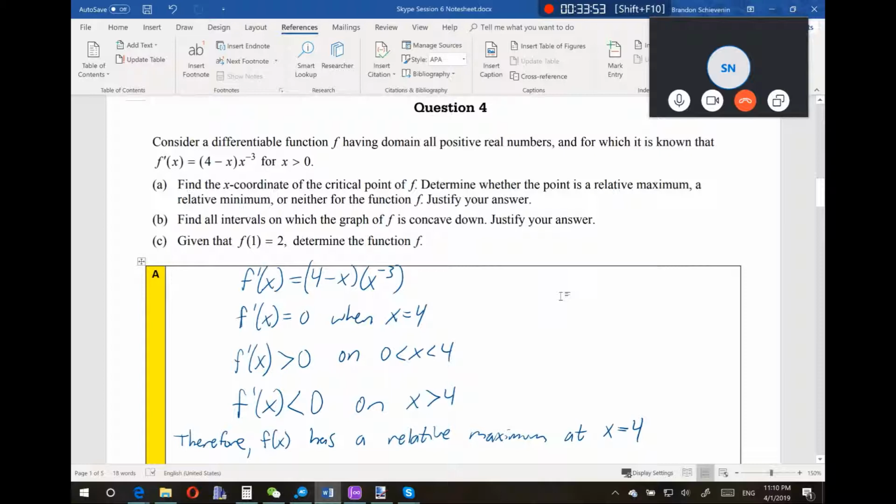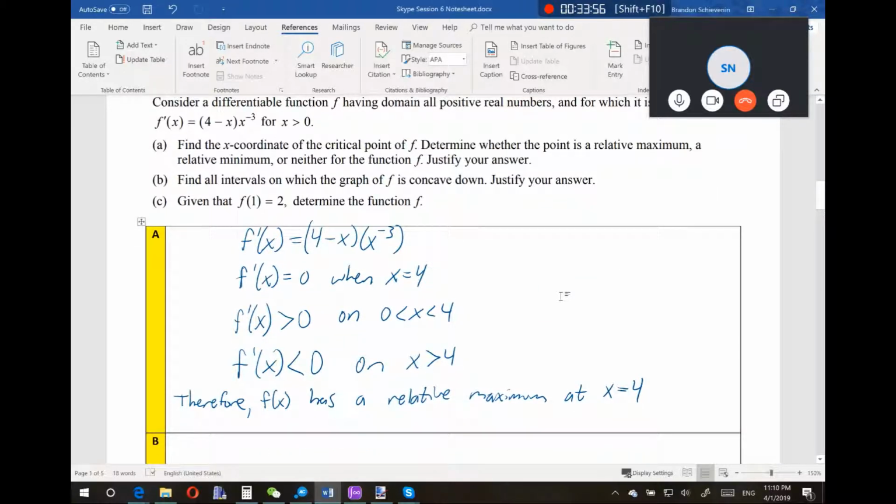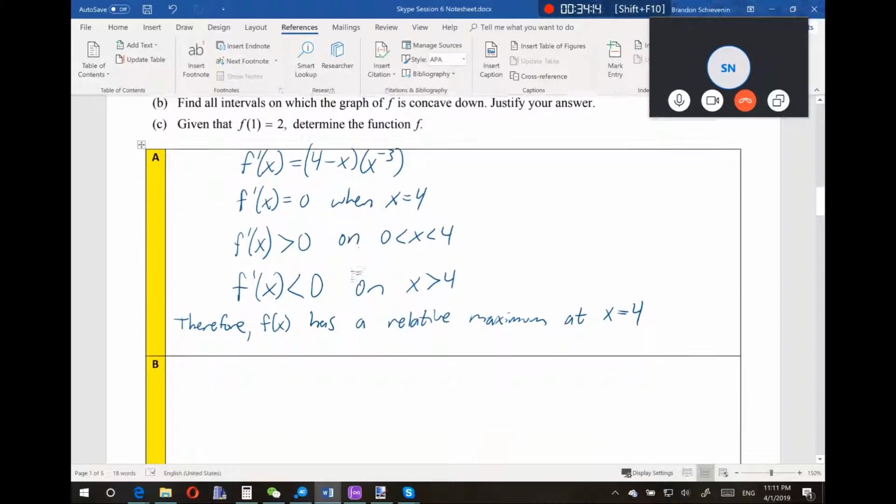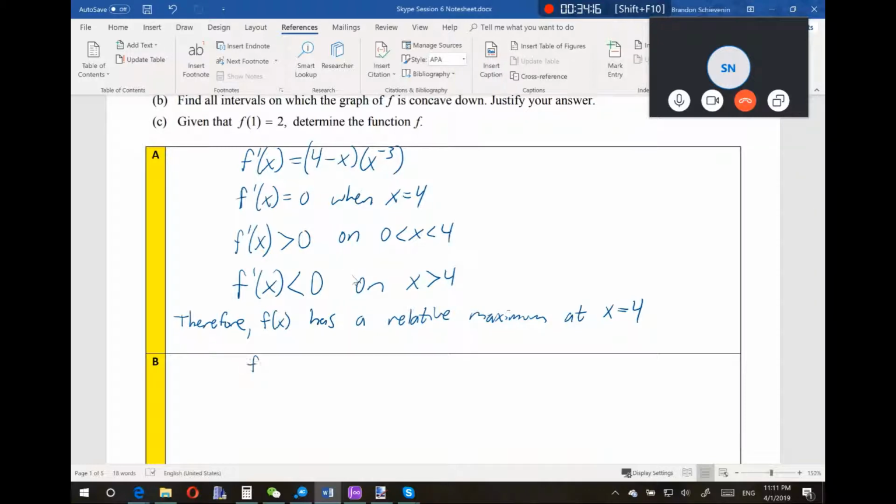Okay. Then for part B, we need to find all intervals for which the graph of f is concave down and justify our answer. So how can we figure out when the graph is concave down? Find the derivative of f prime and find the zeros. Okay, we're going to find the derivative. So I'm going to copy f prime of x really quick since I'm cutting it off here. f prime of x is equal to, actually I'm going to distribute this in to make it easier for us to differentiate. So this will be 4x to the negative third power minus x to the negative fourth power.